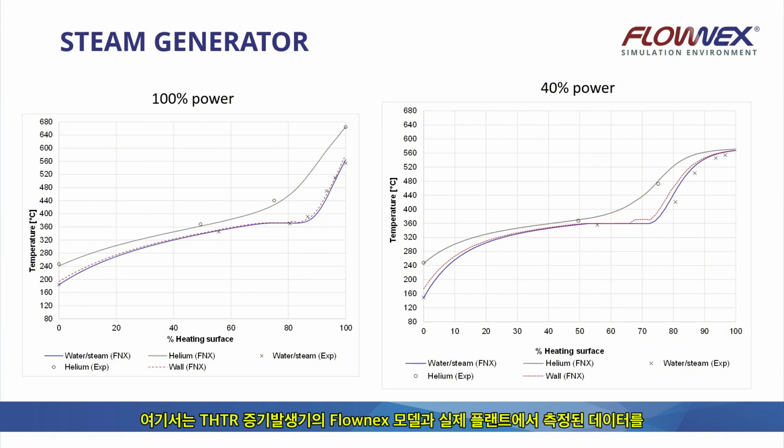Here you can see the effect of all this in the comparison of a Flownex model of the thorium high-temperature reactor steam generator to measured data from the plant. You can see a good agreement at both full power and 40% power, where the lines are the Flownex data and the circles and crosses are measured plant data.